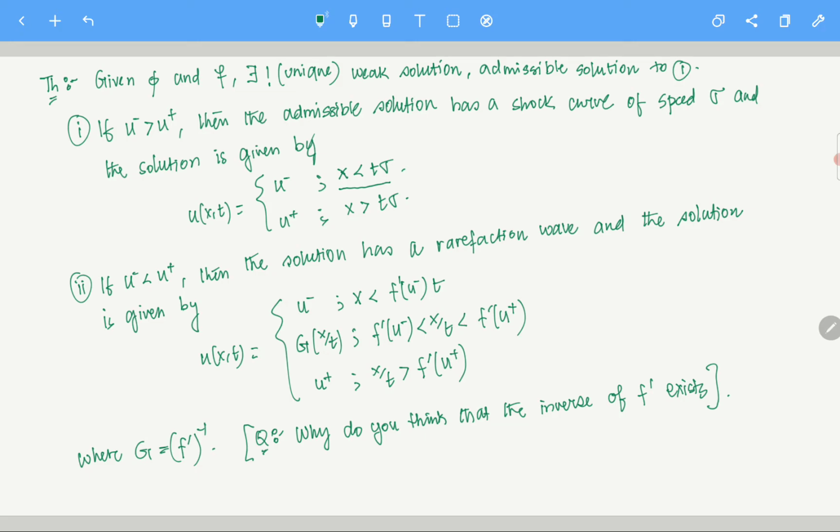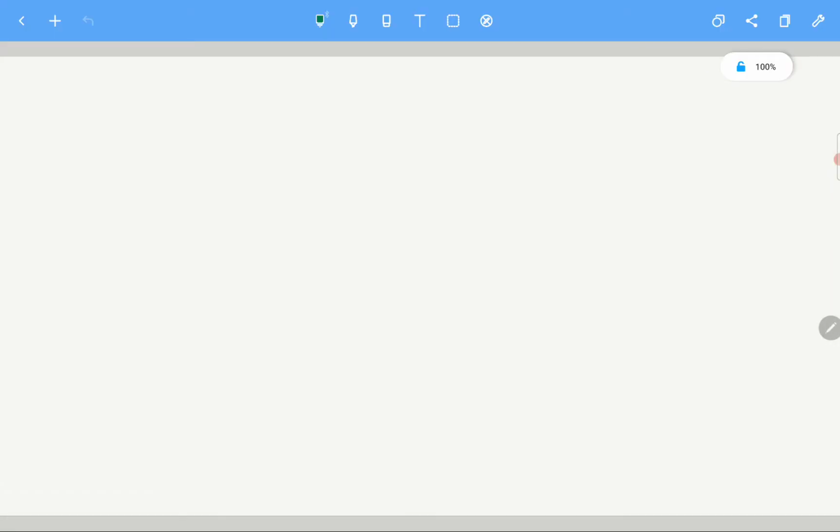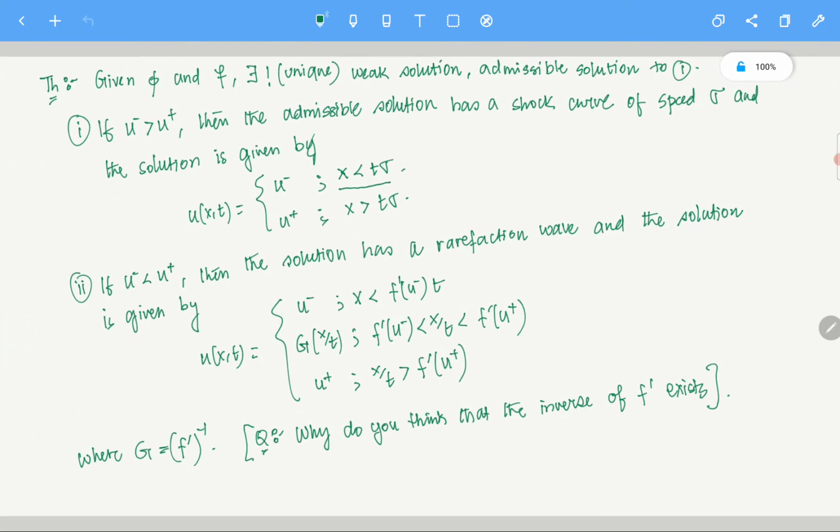Okay, so let's prove this theorem and then we'll go from there. So proof. First thing first. Now, of course, you see the first problem, problem number 1. See, u is given by u minus for x by t less than sigma and u plus for x by t greater than sigma. Okay, so do you think it is a classical solution?